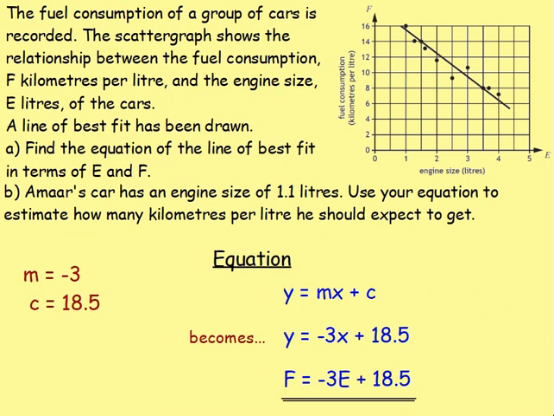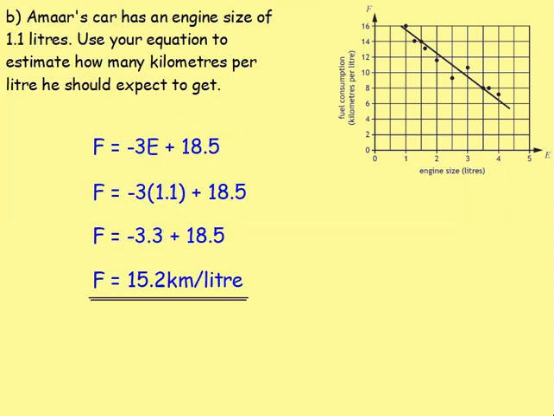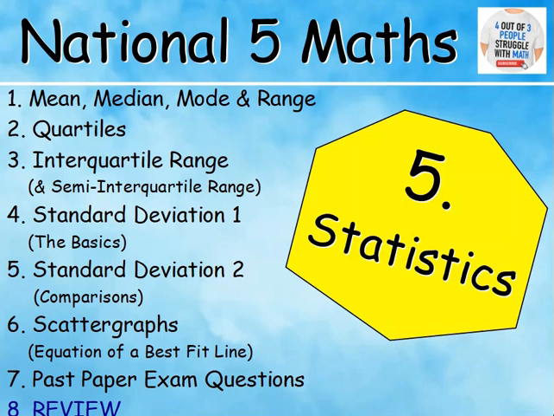Same idea though, once you've got your equation, a lot of the time just have a wee look, check if it wants it in terms of y and x, or this example was looking for it in terms of e and f. So you would have to write it in terms of e and f as it asks. And once you've done that again, a lot of the time it's a substitution question. This one here was telling you the engine size, or E, was 1.1, so you would just replace E with 1.1 in order to work out the value of f.